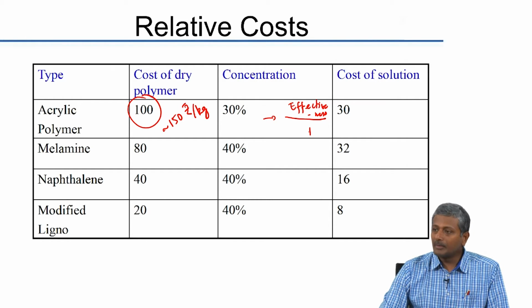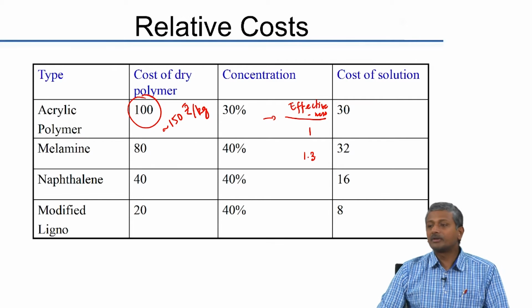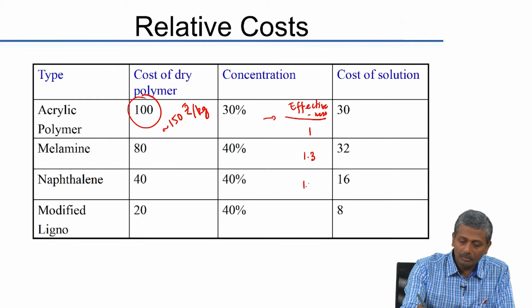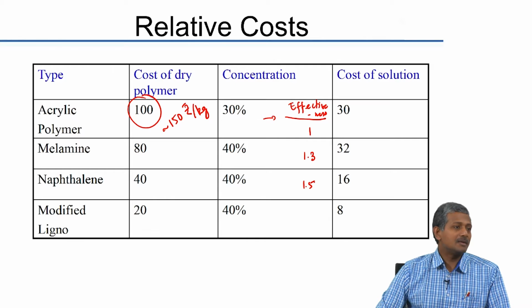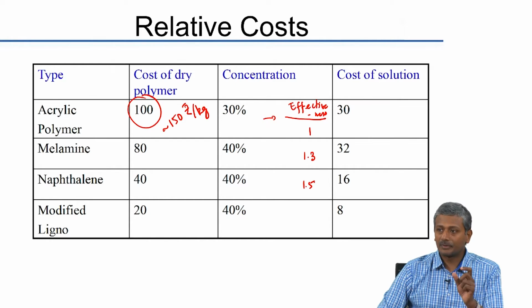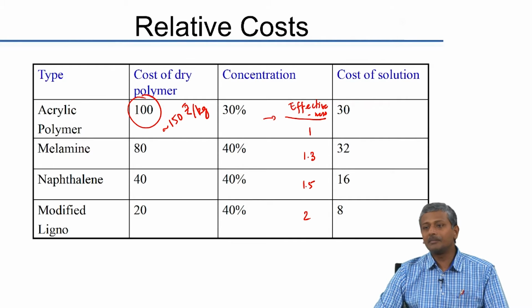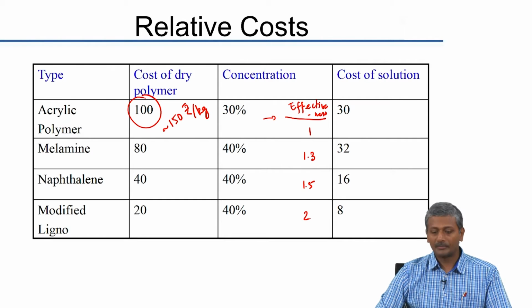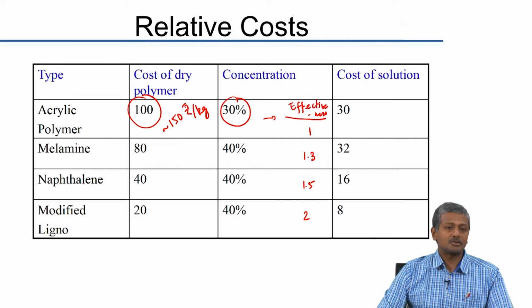Now, for melamine, I will probably need close to about 1.3% by weight. Naphthalene probably even more, maybe about 1.5% by weight of cement to actually obtain the same degree of workability as I obtain with 1% of polycarboxylic ether. And modified lignosulfonate, I will probably need 2% to get the same extent of workability as I get with the acrylic copolymer. Now, remember that you are working at already a lower solids concentration of the PCE.